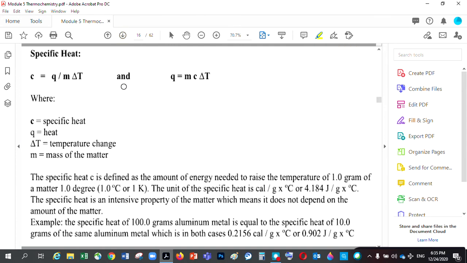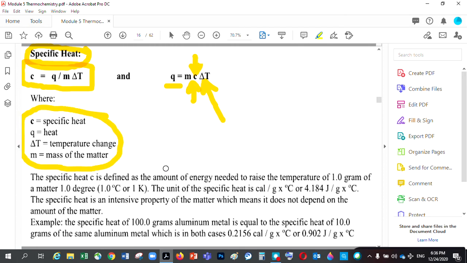So let's look at this, and this is very, very important here. The specific heat. What's specific heat? Specific heat here is Q, the amount of energy absorbed or released, divided by the mass of the matter and the change in the temperature. So the energy released or absorbed equals the mass of the matter being used in the chemical reaction or the system, times the specific heat of the matter, times delta T, the change of temperature. So here we have all of them. Let's define the specific heat.